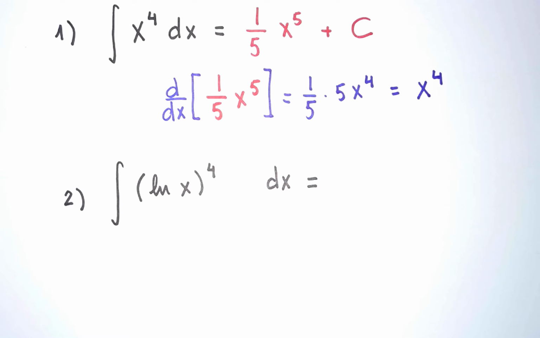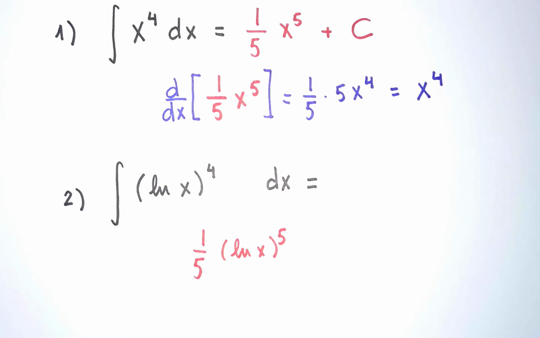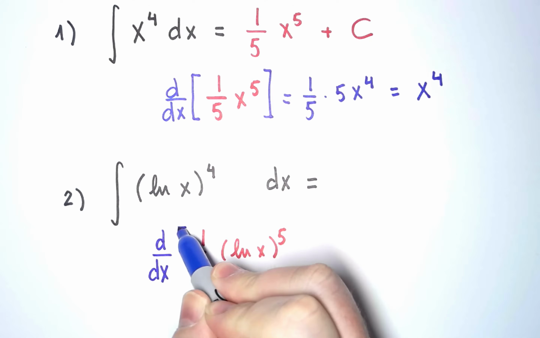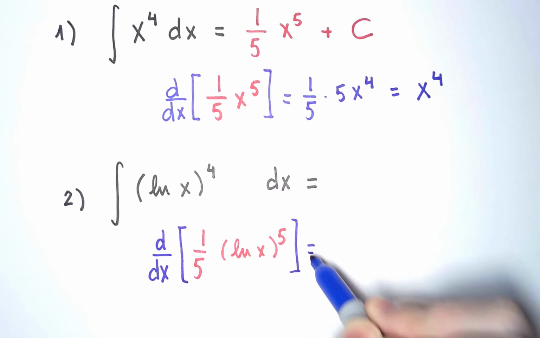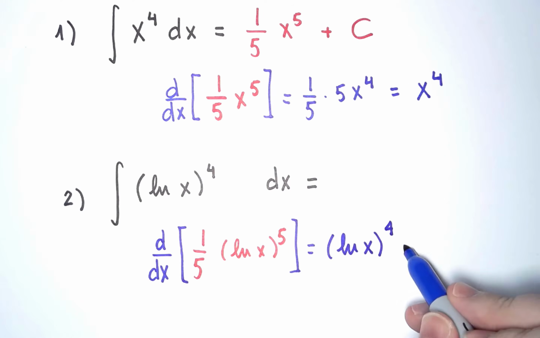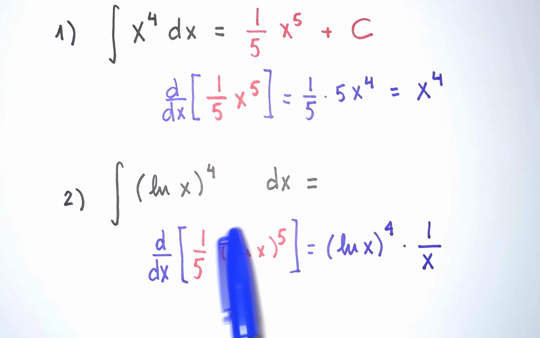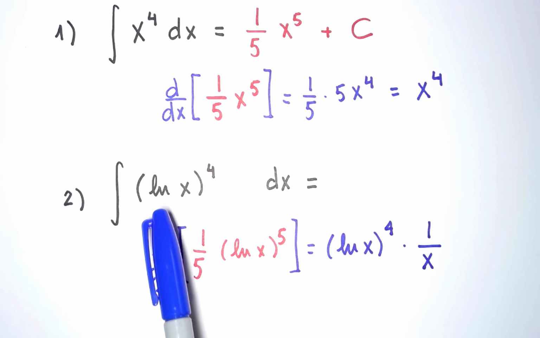That's easy. Next, what is the antiderivative of ln x to the 4? Perhaps it is something like 1 over 5 ln x to the 5? We can check it. The derivative of 1 over 5 ln x to the 5 is 1 over 5 times 5 ln x to the 4 times 1 over x. Don't forget the chain rule. That's unfortunate. So this function is not an antiderivative of this function.